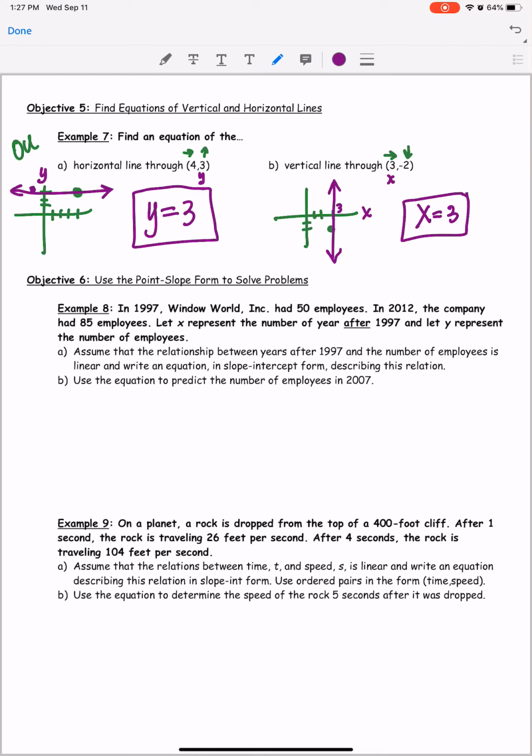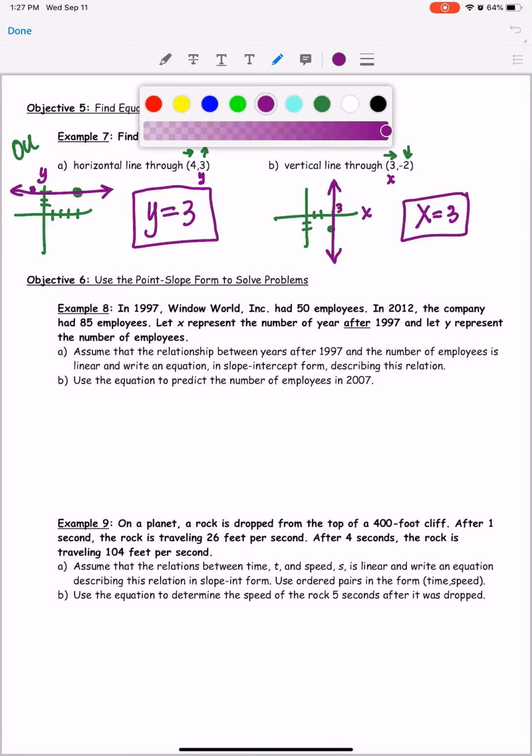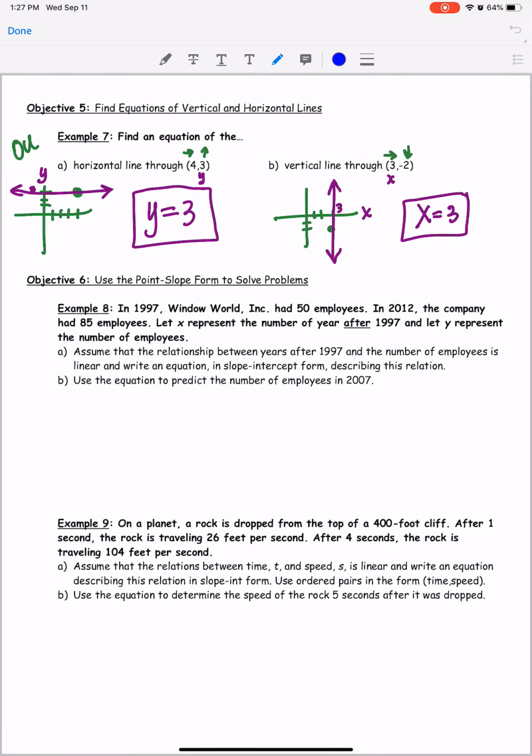All right, and we're going to finish this exciting and amazing lesson with word problems. Example 8 says, in 1997, Window World Inc. had 50 employees. In 2012, the company had 85. Let X represent the number of years after 1997, and let Y represent the number of employees. So part A says, assume that the relationship between years after 1997 and the number of employees is linear, and write an equation in slope-intercept form describing this relationship.